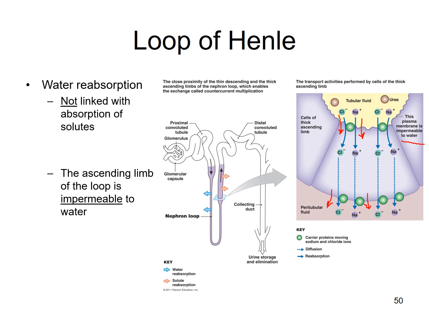Now, water reabsorption is not linked with the absorption of solutes here because, again, this plasma membrane is impermeable to water. So in most cases, when you see solutes move, you're going to see water following by osmosis. But because this particular portion of the loop of Henle is impermeable to water, you're not going to see water moving along with it.